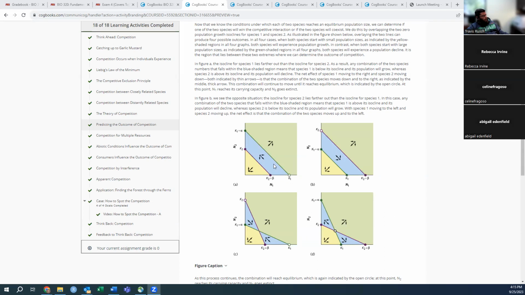So if we have an imaginary dot right here where the arrow is, we can see that both species have some level of population, but we're further to the right than we are up. So population one is larger than population two right here, but both are currently in existence. And because the net effect in this area is to push an increase in population one and a decrease in population two, it's going to push us in this direction until we reach equilibrium of hitting the carrying capacity for population one and population two going extinct.